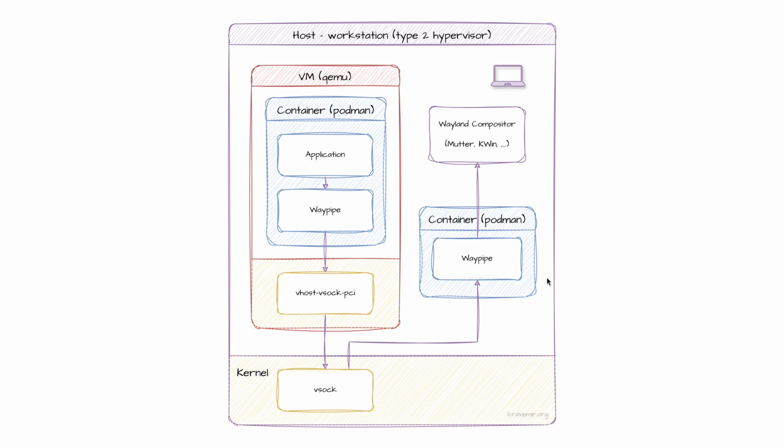Waypipe is not focused on security, but it should work for a proof of concept solution. And it still provides some isolation of the application because it's running in a container in a virtual machine. So Waypipe is probably the only attack surface, along with the Wayland compositor, because it proxies all protocols.